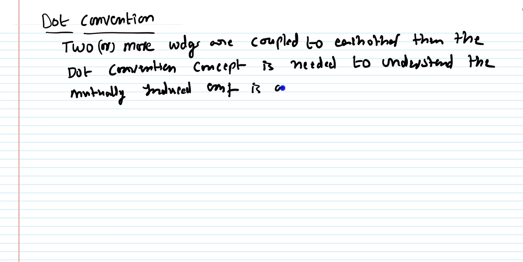is adding or opposing the self EMF, or you can say the flux is adding or opposing to each other. So that is the concept you can understand here. That is needed to understand what is meant by dot convention.